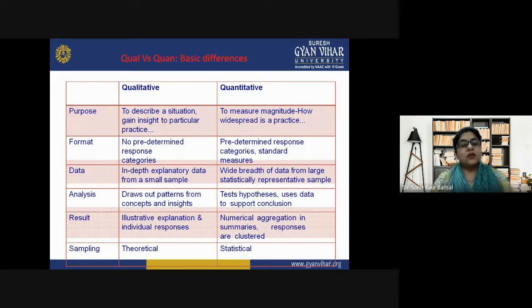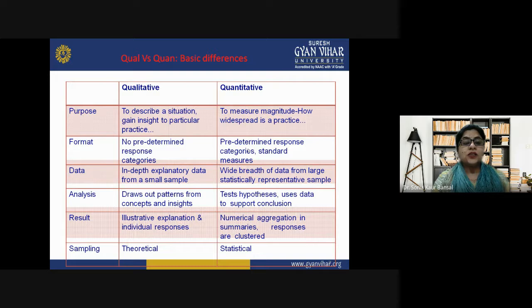So on the basis of format, qualitative research has no predetermined response categories. You will get them at that time only. If you are interviewing a person, then you will be getting the answers at that time only. Maybe the answers are not predetermined, so in that case you will not be sure about that. But in quantitative research, predetermined response categories and standardized measures are taken into consideration.